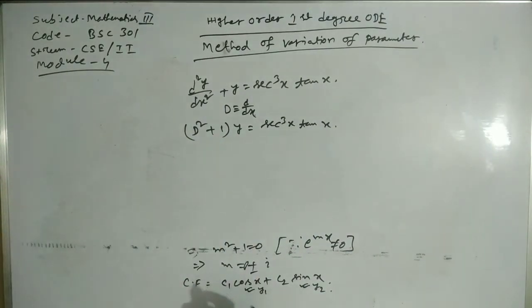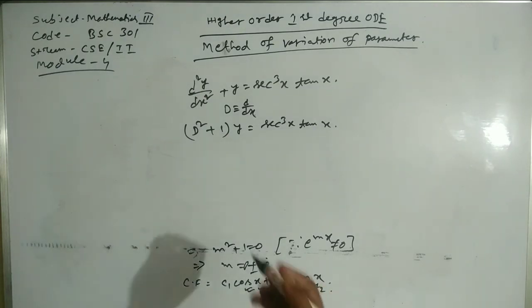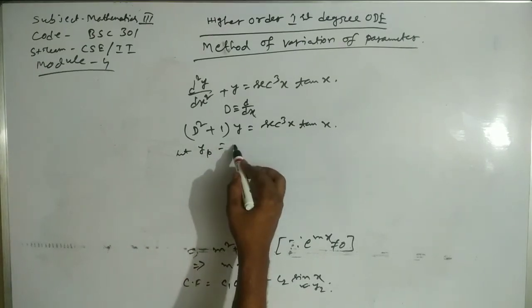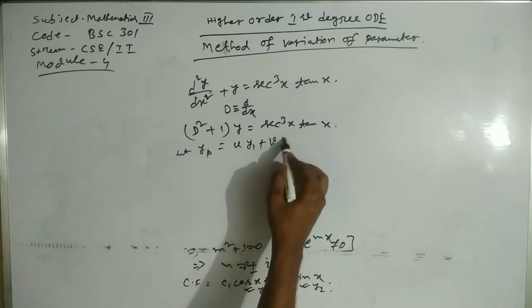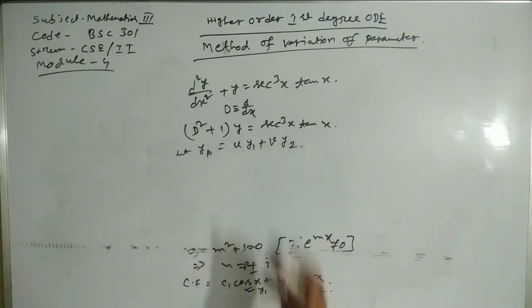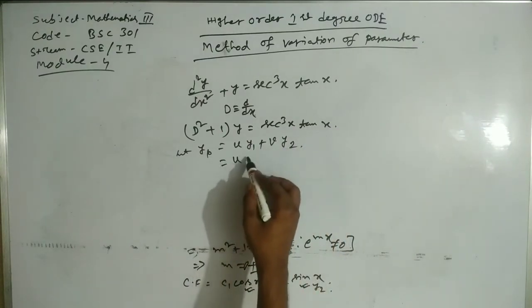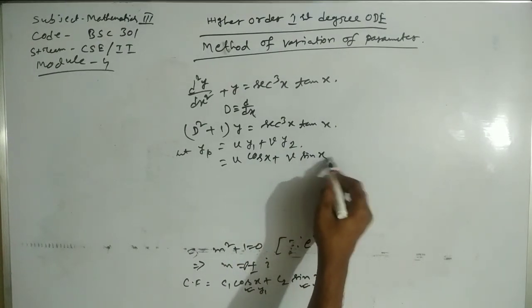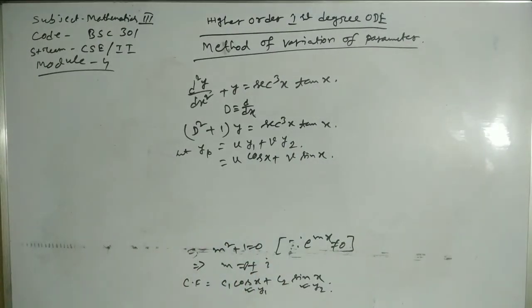So here we will denote the particular integral as yp. Let yp equal to uy1 plus vy2, where y1 and y2 we know, that is u cos x plus v sin x, and u and v are unknown. So we have to find u and v applying the method of variation of parameter.